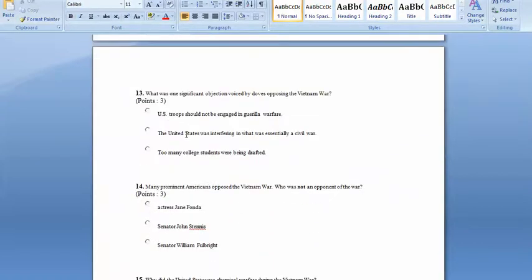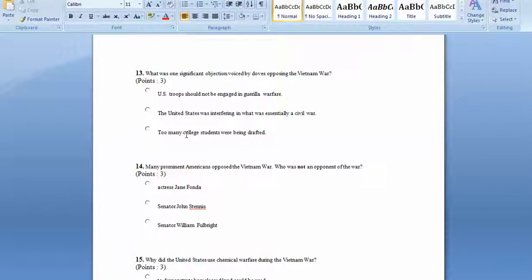Number 13, what was one significant objection voiced by Doves opposing the Vietnam War? U.S. troops should not be engaged in guerrilla warfare. The United States was interfering in what was essentially a civil war, or too many college students were being drafted.